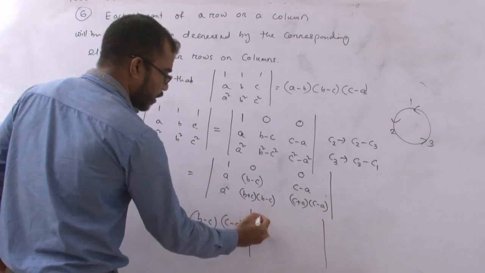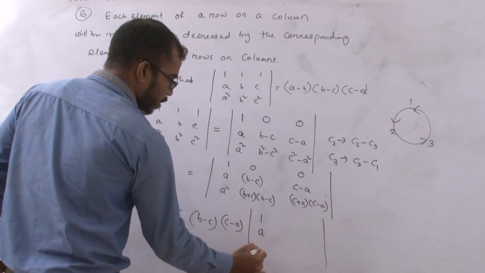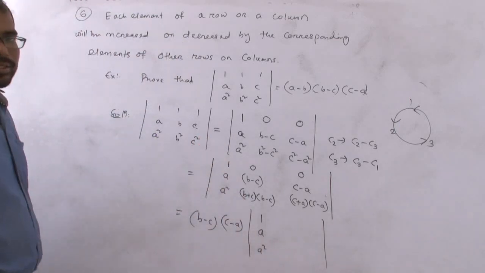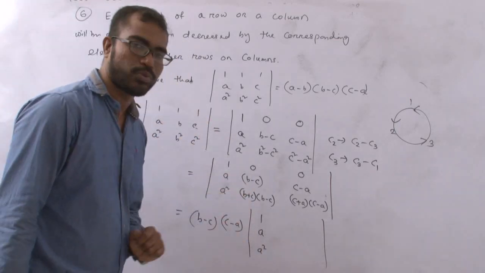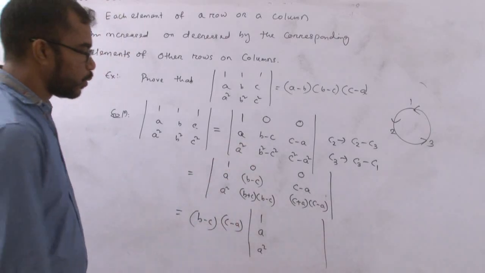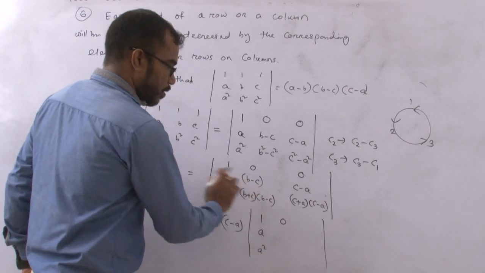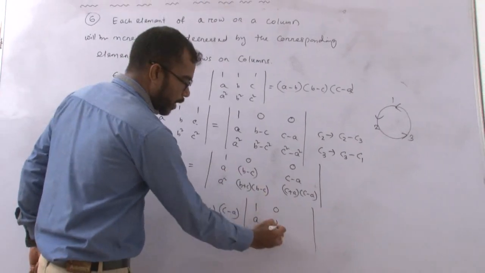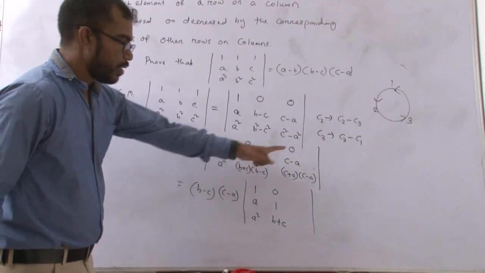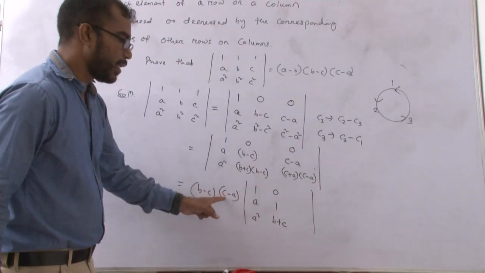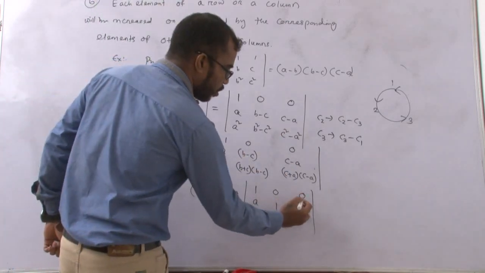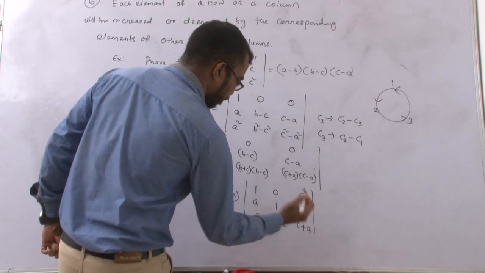Column 1 remains the same because we cannot take anything common from column 1, so it is 1, a, a square. From column 2, after taking b minus c common, we write 0, 1, and b plus c. Similarly, taking c minus a common from column 3, we get 0, 1, and c plus a.